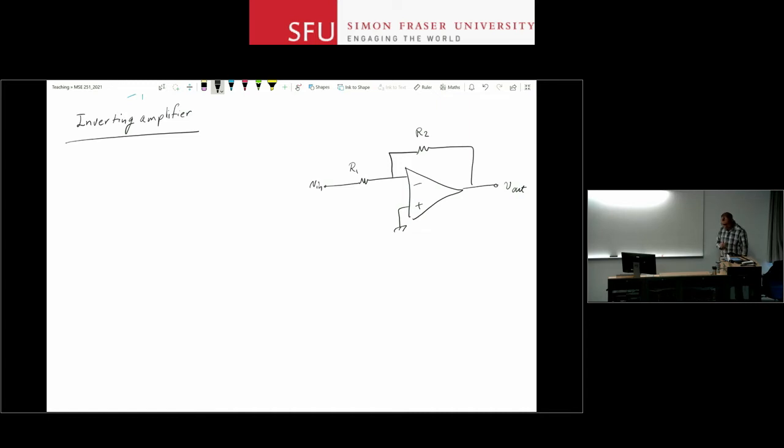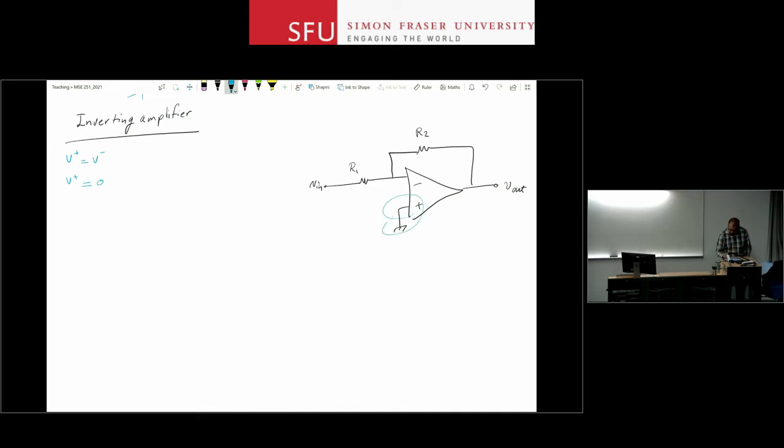Okay, this is a very well-known circuit called an inverting amplifier, right? So we'll see why. If you want to analyze this circuit, I notice one thing. From the first rule that I have, I know that V plus is equal to V minus. So the voltage on the inverting terminal is equal to the voltage on the non-inverting terminal. However, the inverting terminal is grounded.